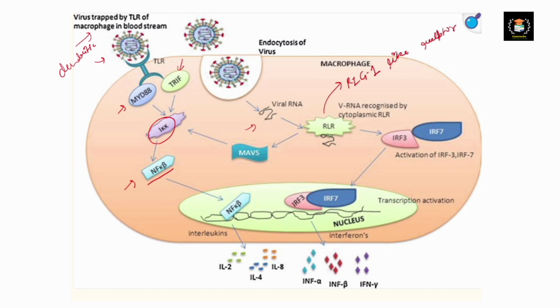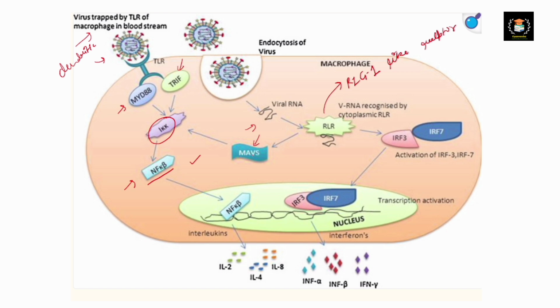It got activated, which in turn activates NF kappa B. How will NF kappa B activate? First MAVS will activate, MAVS will activate IKK, IKK will activate NF kappa B. Okay.